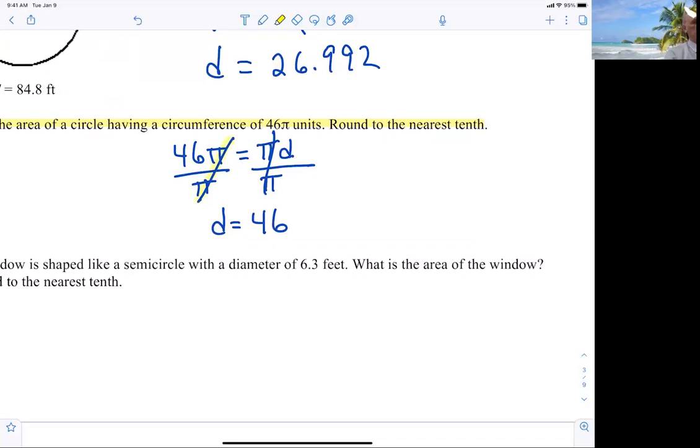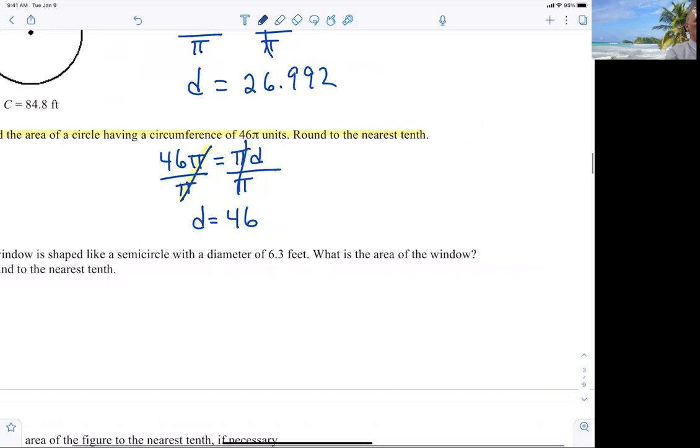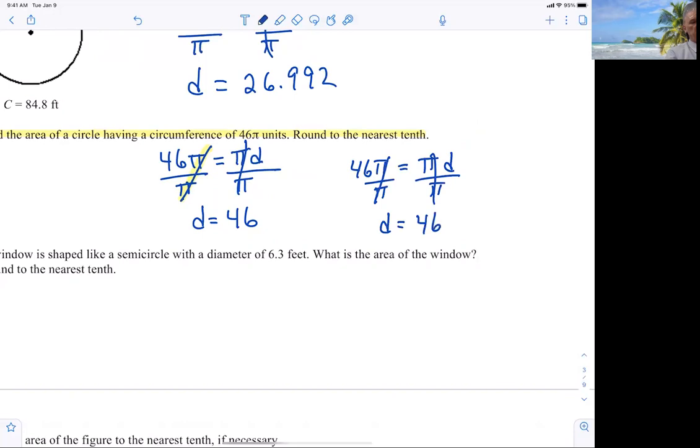All right, so look at that again. They're telling you 46 pi. They just didn't multiply 46 times 3.14. They just left it there. So 46 pi is equal to pi times the diameter. When you divide both sides by pi, those cancel. So your diameter is 46, which means the radius was 46 divided by 2, which is 23.